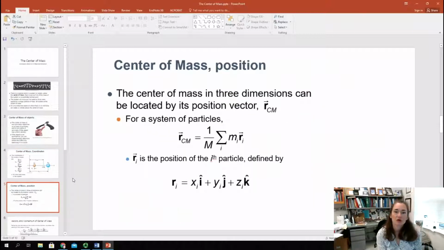If you wanted to write that out in full vector notation, we'll call the position vector for the center of mass r sub CM. For a system of particles, r_CM would be 1 over the total mass, big M, times the sum over i of m_i r_i, where r_i is now the position vector, and not just one coordinate. So r_i would be the position of the ith particle. In unit vector notation, r_i is equal to x_i i hat plus y_i j hat plus z_i k hat.